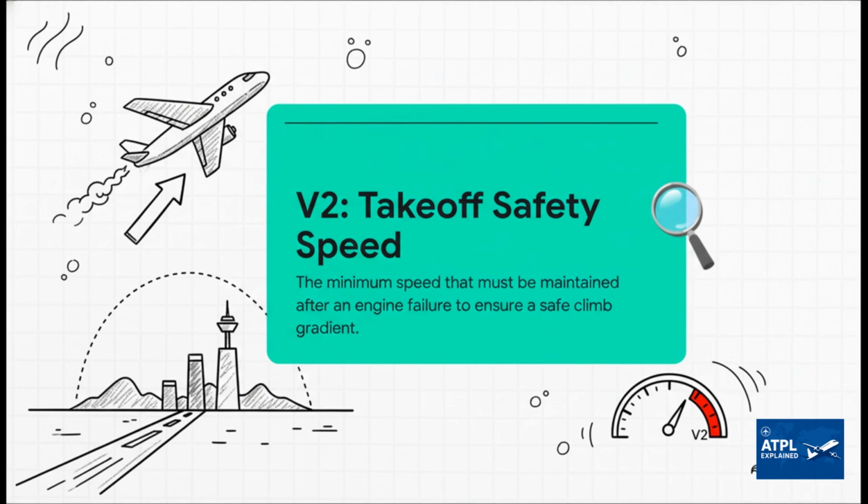If an engine fails after V1, this is the speed that's going to carry you safely up and over any obstacles in your path. It's not just a number, it's your lifeline.